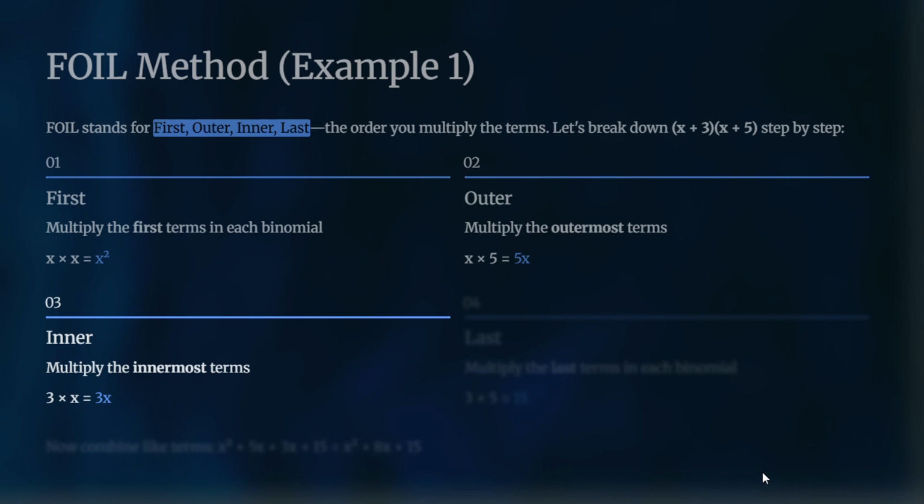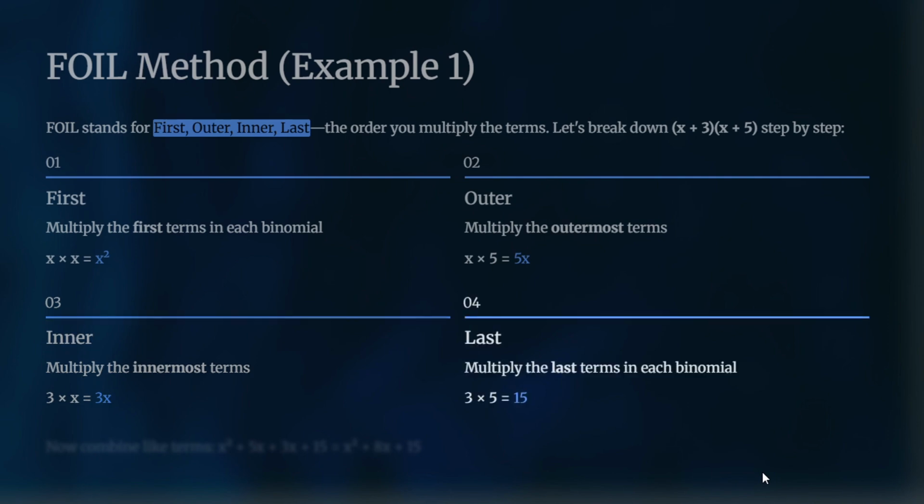Now if we multiply the inner terms, 3 times x equals 3x. And finally, the last terms, 3 times 5 equals 15. Combining them, that is x squared plus 5x plus 3x plus 15. And combining like terms, that'll simplify to x squared plus 8x plus 15.